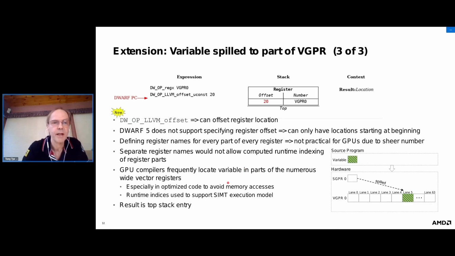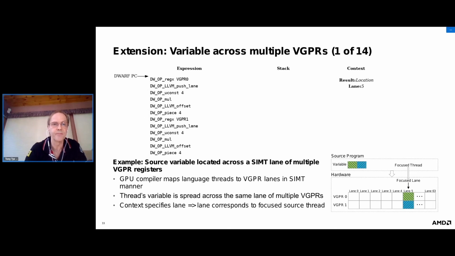And then this actually is now our location here. This we can't do with current DWARF because you can only talk about the beginning of a register. We could maybe solve this by making all of our big vector registers have lots of names, but there are so many registers on a GPU that this would quickly become intractable. And even if we did that, we still couldn't do any runtime indexing. This is a static index. Our next example will show a runtime index. So doing this gives us that composability.